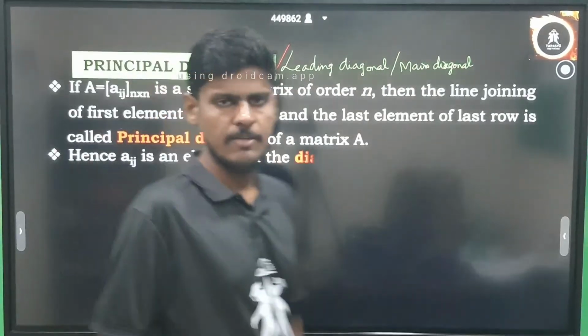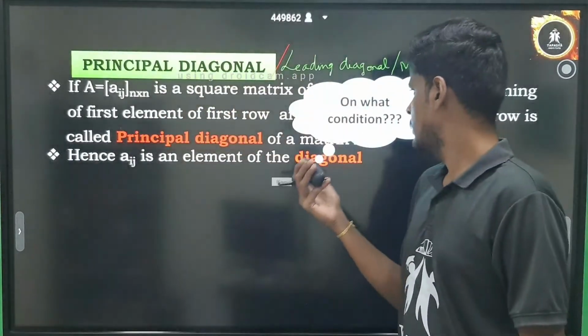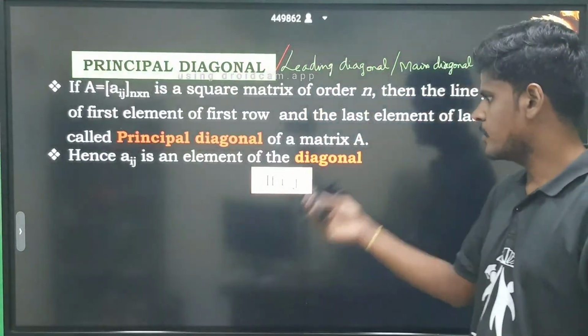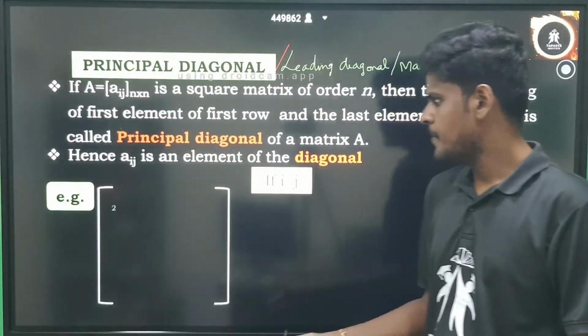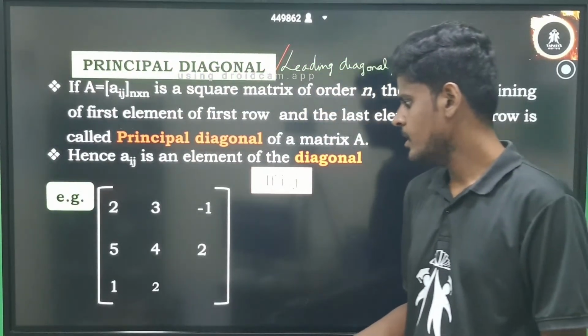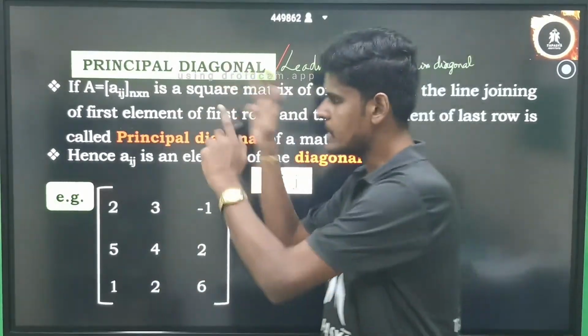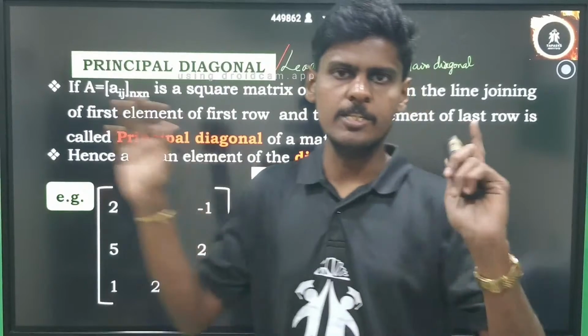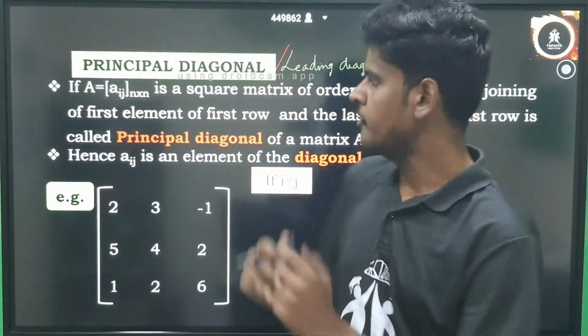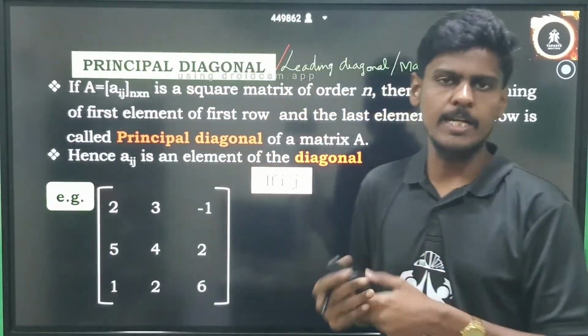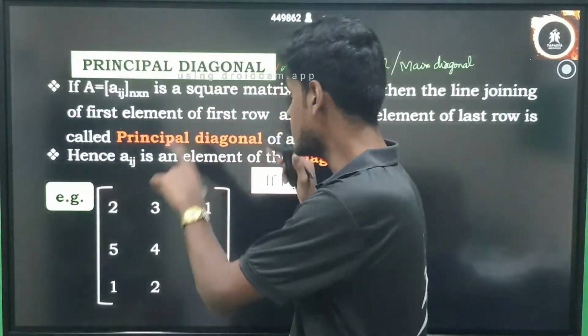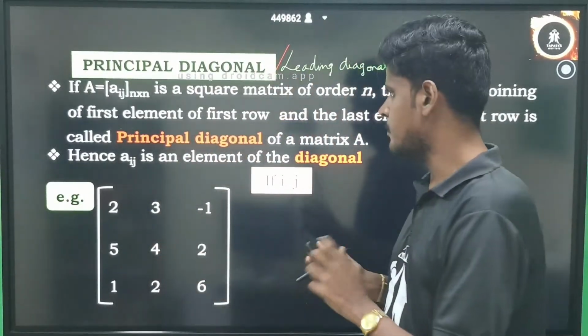Okay, we will see with an example. That is i equal to j. Example, we have a matrix like this. First thing, this diagonal, principal diagonal exists only for square matrix. For any rectangular matrix, we can't talk about diagonal. It only exists for square matrix.